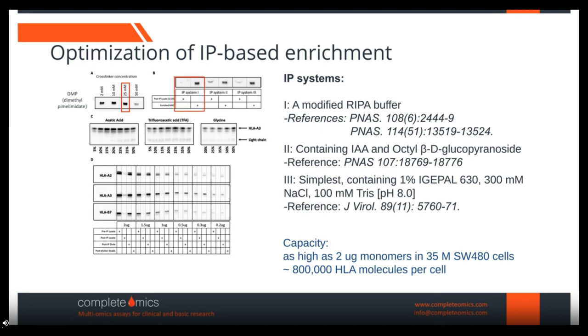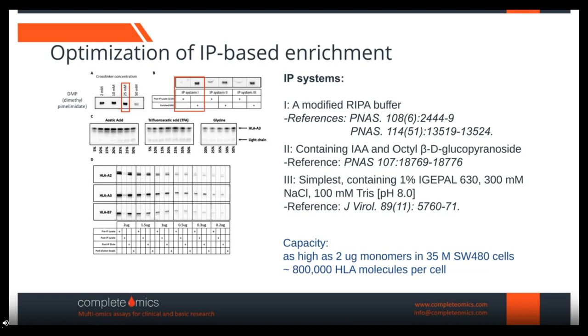And we also tested different IP systems. We first used our previous IP system composed of a RIPA buffer and some modifications, for which I listed the reference here on the right side. We compared that with another protocol that claimed to be the best for neoantigen enrichment, and also with a protocol that claimed to enrich cell membrane proteins. We found that our previous method was able to enrich MHC molecules at the highest abundance.